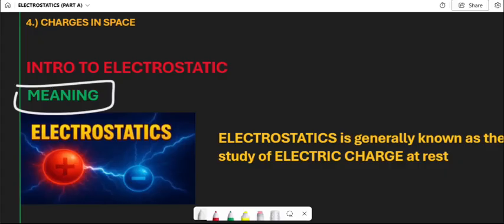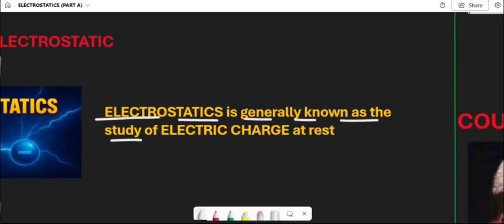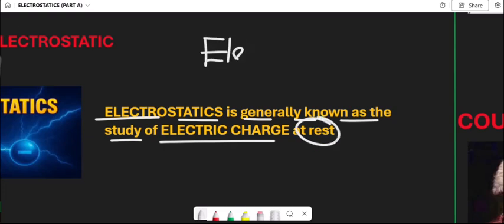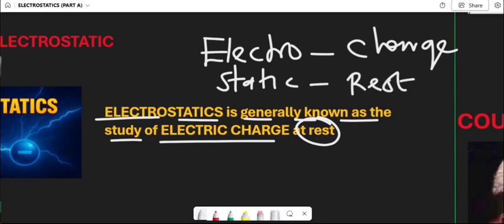At first, we want to discuss the meaning. Now, what is the meaning of electrostatics? It was written that electrostatics is generally known as the study of electric charge at rest. Like I said, the word electro there refers to charge, and the word static there refers to rest. So whenever we are talking about electrostatics, we're referring to charges at rest.